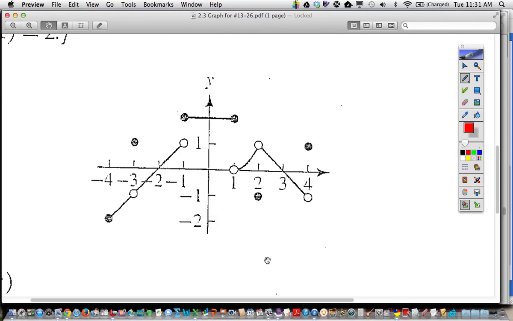How would f of a not be defined? Where would that be? Pretend that point wasn't there.